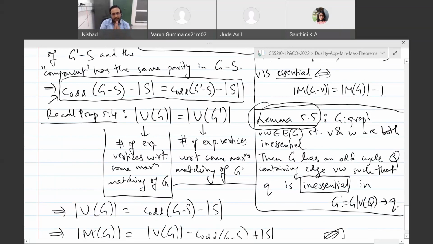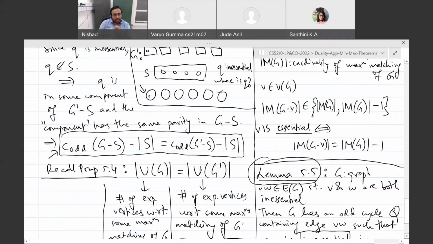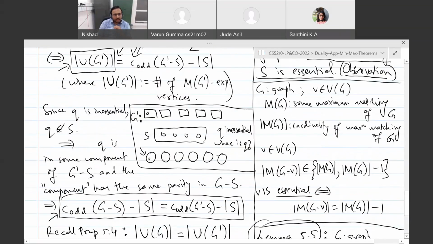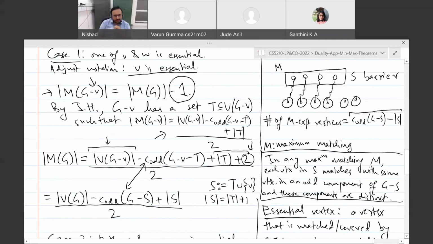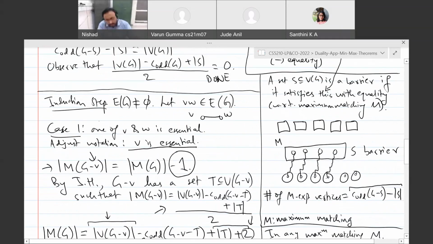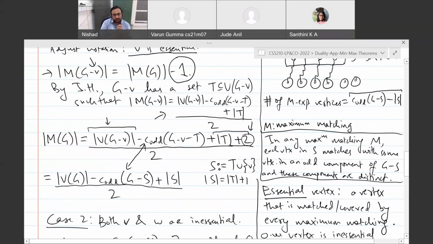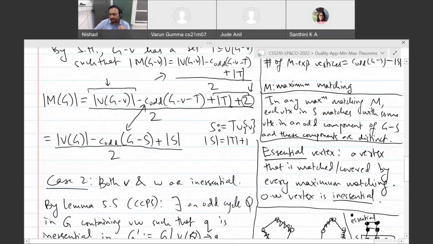Yeah, go ahead. If both U and W are essential, we need to deal with that case also, right? No, so the first case was, oh, wait one second. One of them is essential. No. So when I say one of them, I mean at least one of them. Sorry. At least, okay. Yes. Whatever we did not rely on W, right? So in fact, the only thing we used was that the vertex V is essential. So if at least one of them is essential, then we are in case 1. Otherwise, both of them are inessential, and then we are in case 2.